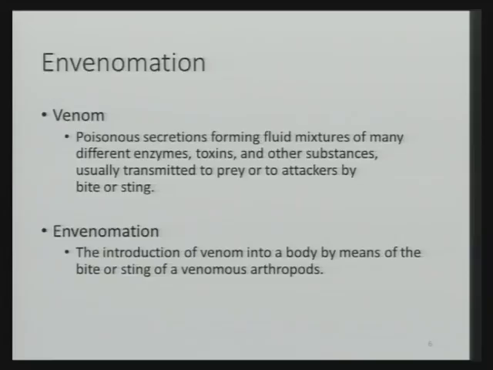What is envenomation? Let's see, what is venom? Venom is a poisonous secretion forming fluid mixtures of any kind, it could be enzymes, toxins, or any chemical substance, usually transmitted to prey or to attack by bite or sting. So venom is a substance, and envenomation is a process. Envenomation is a process in which venomous arthropods inject or transmit this venom into the body of other organisms. Okay. Now you know what envenomation is. I hope you are right about question number one.